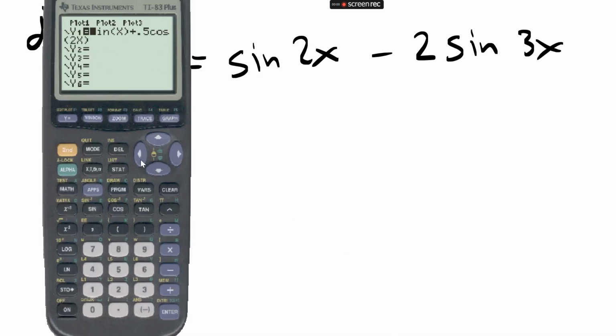All right, I'm going to go over here. So I don't forget, I'm going to change my value here. So this is sine of 2x minus 2 sine of 3x. So change my function.